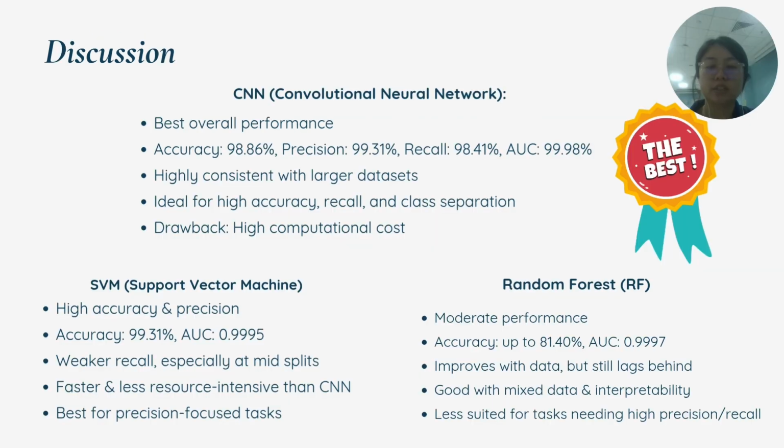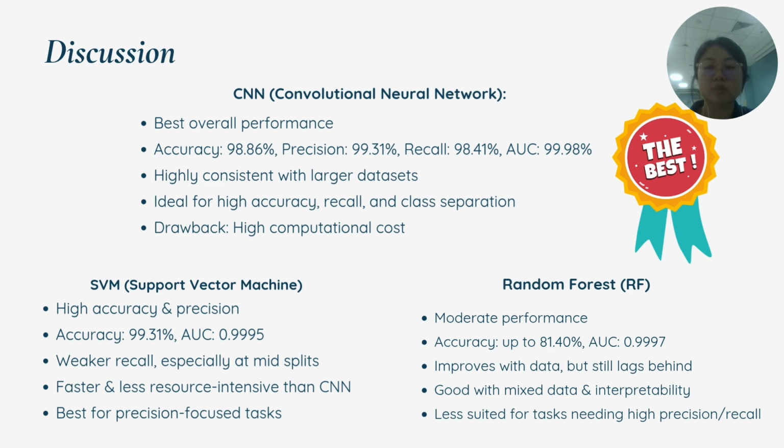Now let's come to the discussion. First, CNN, or convolutional neural network, shows the best overall performance. It achieves 98.86% accuracy with 99.31% precision, 98.41% recall, and an AUC of 0.9998. It's highly consistent as we increase the dataset size and is ideal for tasks that demand high accuracy, strong recall, and excellent class separation. The main drawback is its high computational cost, making it less suitable for real-time or resource-constrained environments.